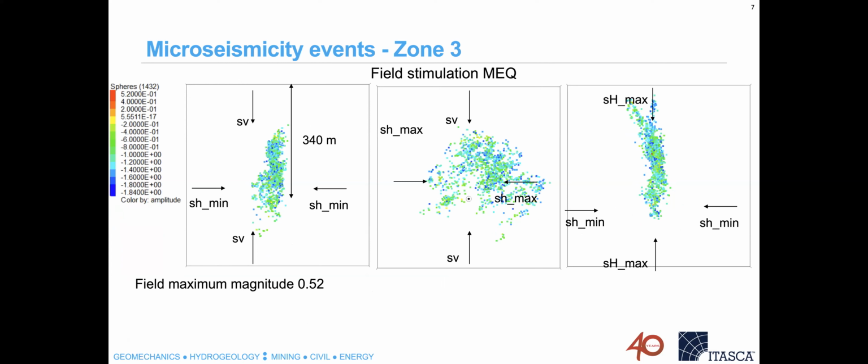And here is zone 3. Zone 3 is a little bit different from zone 1 and zone 2, because in zone 3, we use the crosslinked gel, and we think it has a larger viscosity. So from this, you can see the extent of the microseismicity in the field is larger than zone 1 and zone 2. And next one.